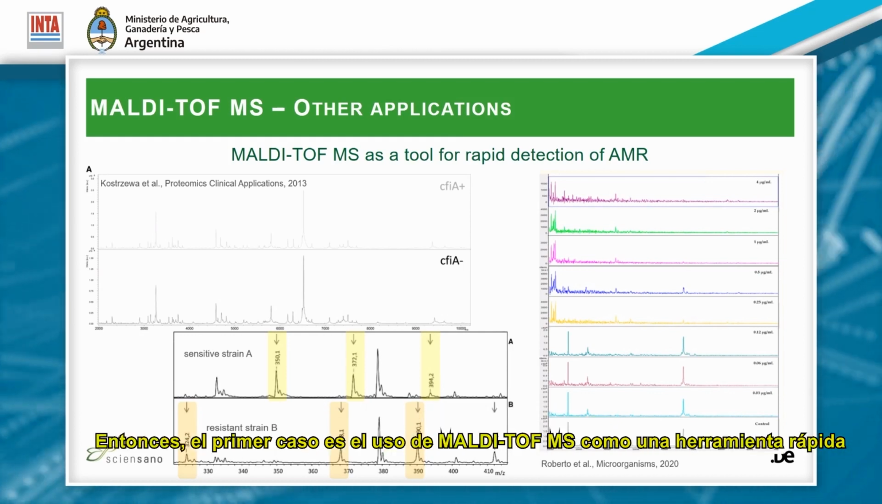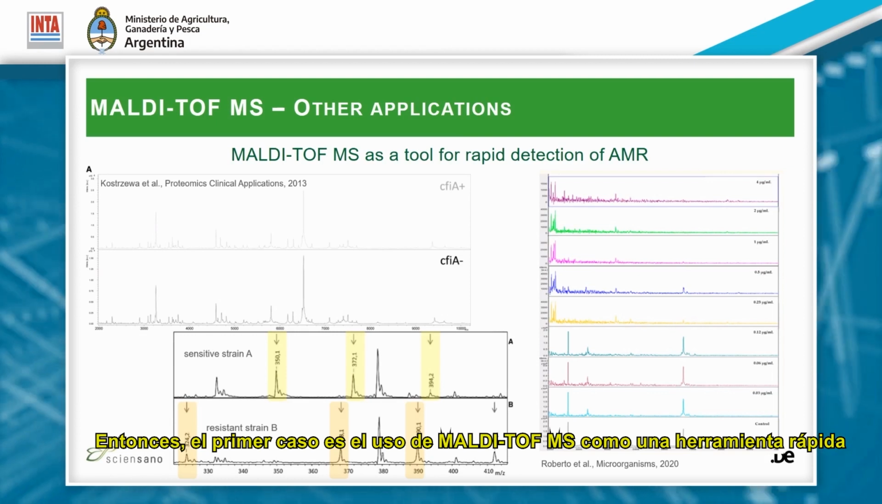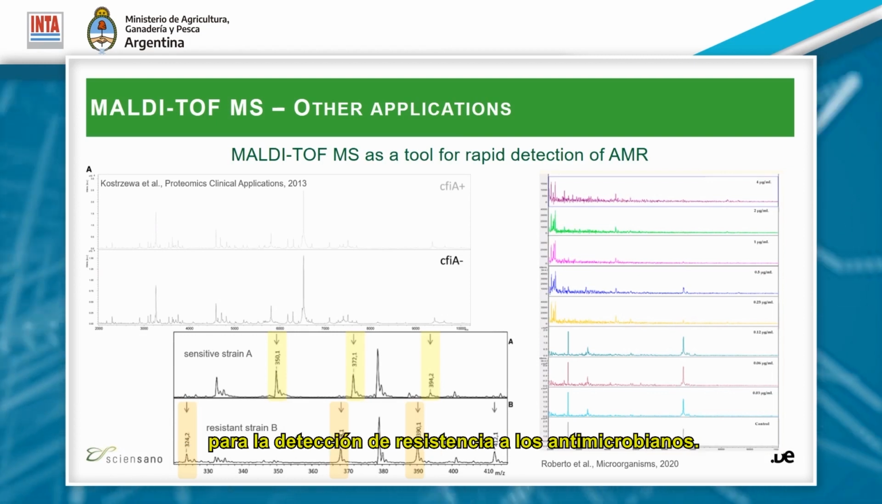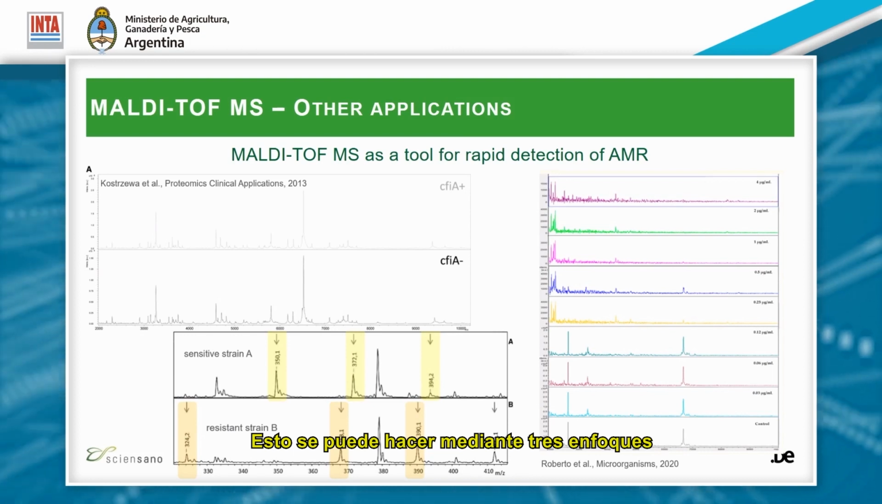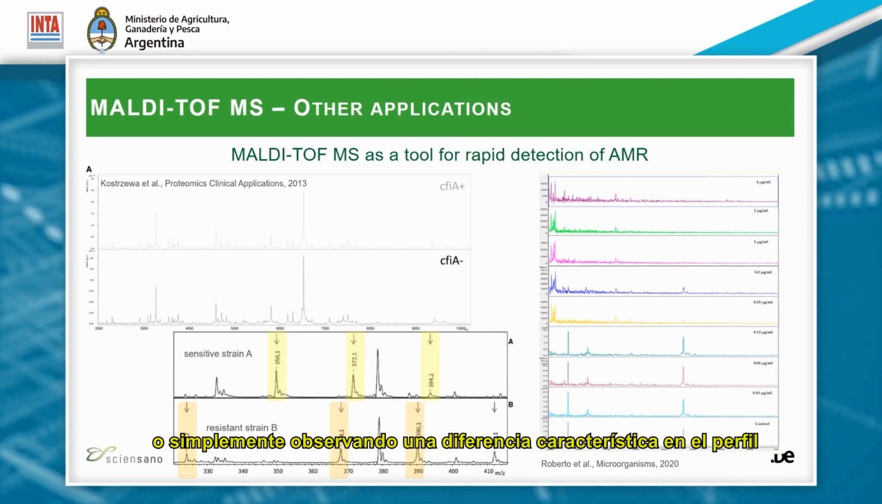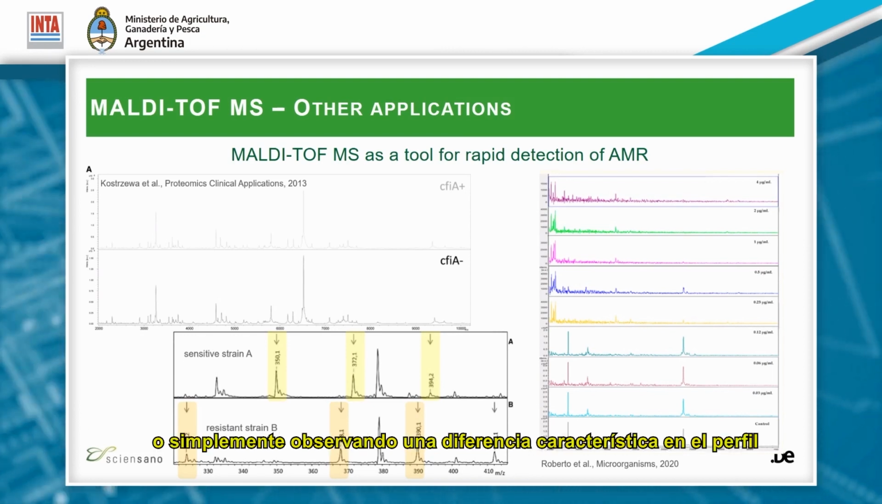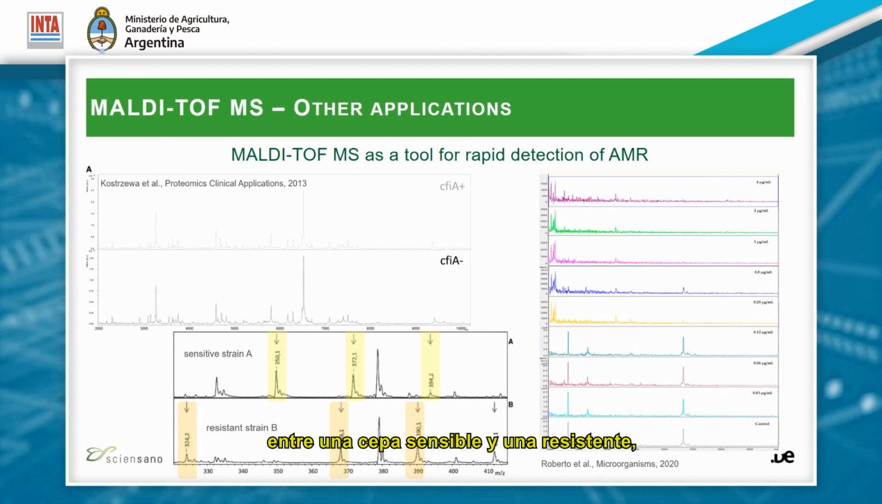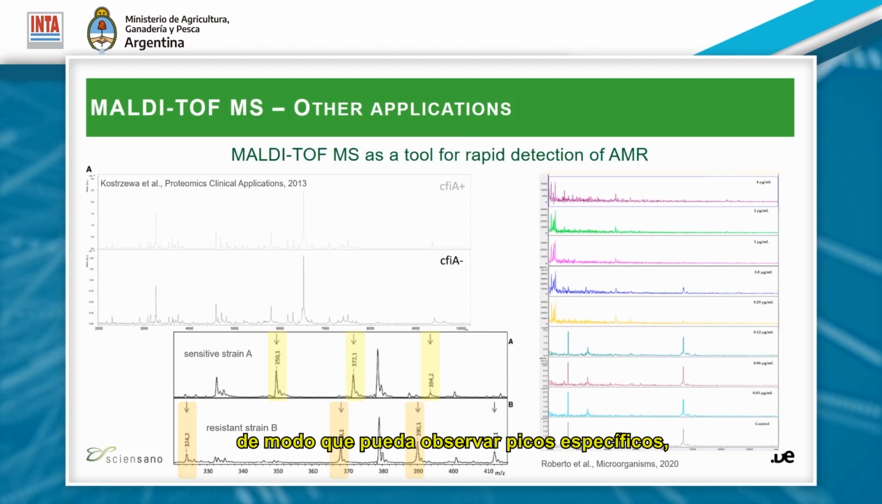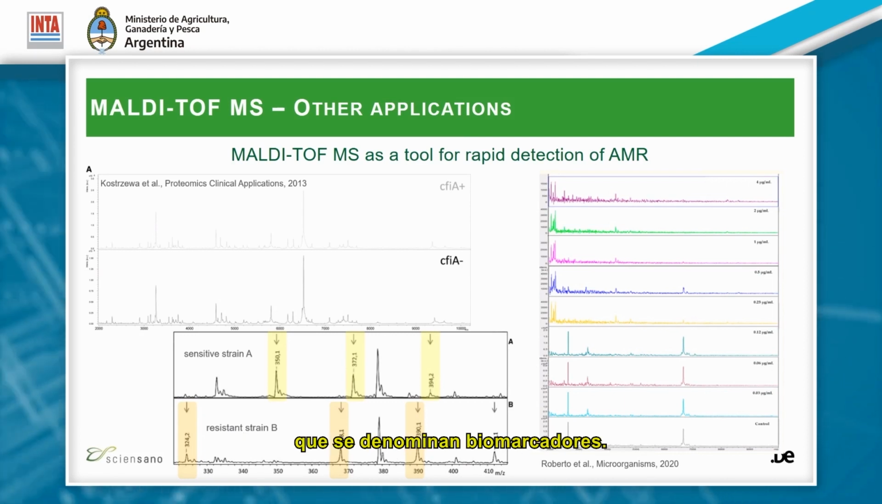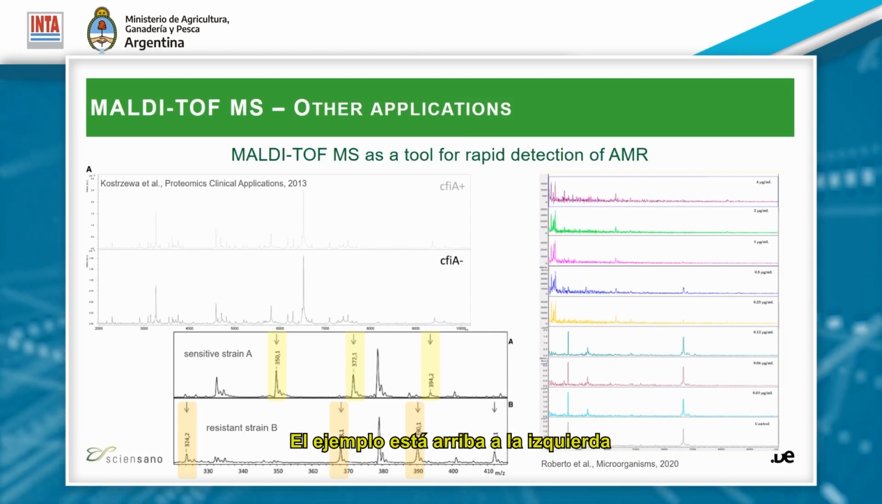So a first element is the use of MALDI-TOF MS as a rapid tool for the detection of antimicrobial resistance. This can be done by three approaches, or just by looking at the characteristic difference in the profile between a sensitive and a resistant strain. So you could look at specific peaks, which are called biomarkers. This is on the top left, an example.